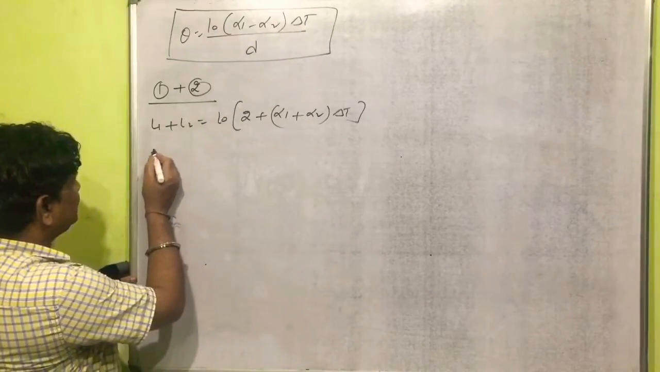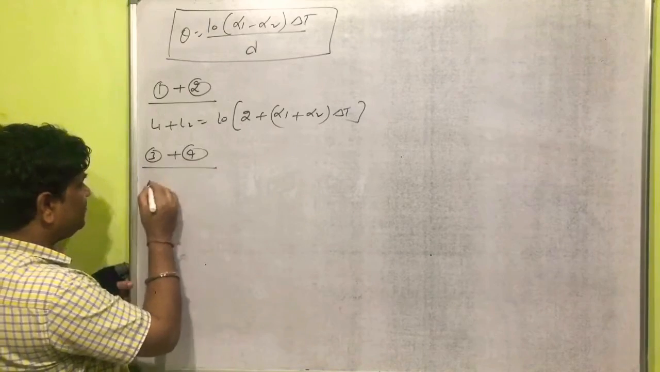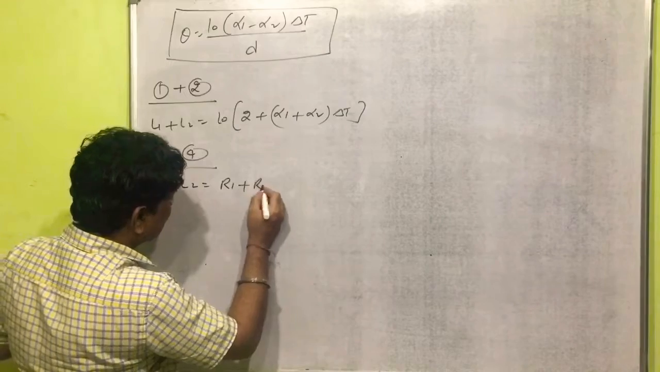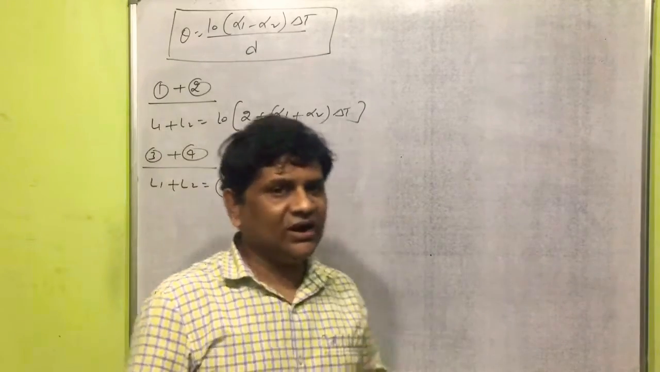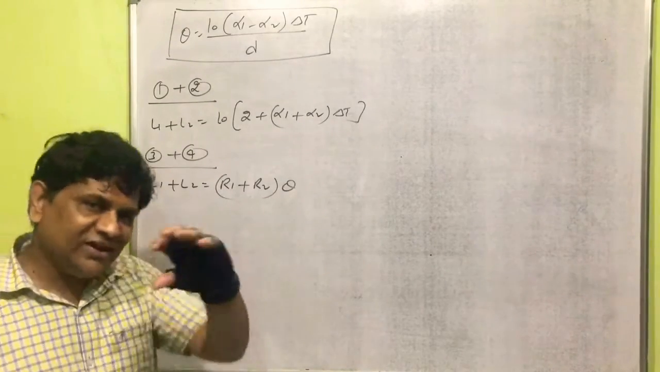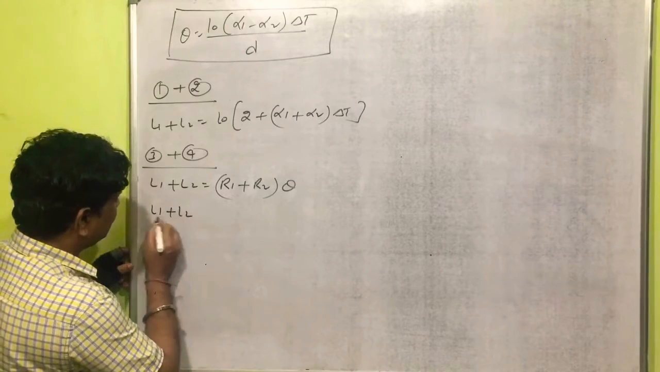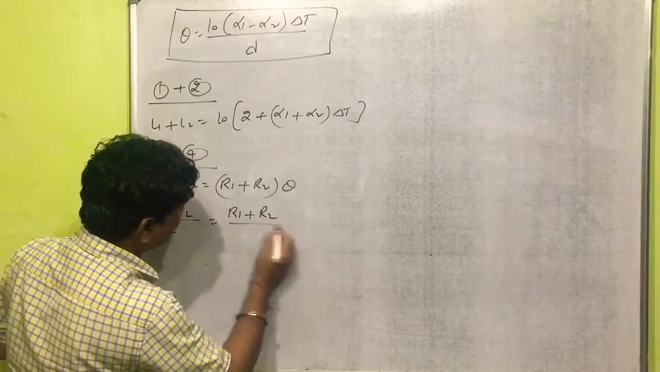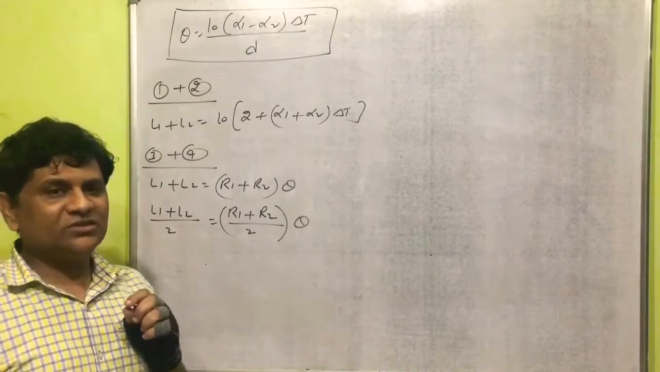Now we can add 3 and 4. After adding 3 and 4, we get L1 plus L2 is equal to R1 plus R2 into theta. Now dividing by 2 on both sides, what will come here? L1 plus L2 by 2 is equal to R1 plus R2 by 2 into theta.